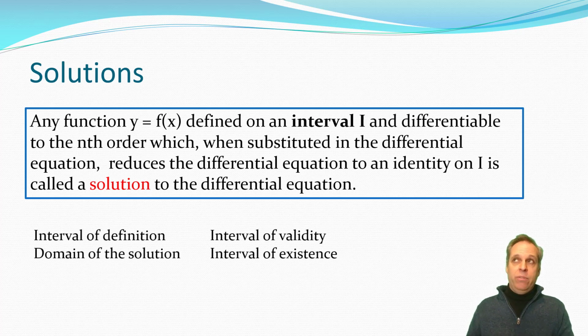Now, the interval itself need not be the same as the domain of the function. In fact, almost always it's smaller because it has to be a single interval. It can be open or closed, half open. It could be infinite or not. But it has various different names depending upon the book that you're using. So you could hear it referred to as the interval of definition, the interval of existence. It's also called the interval of validity. It's also called the domain of the solution. These all refer to the exact same thing.